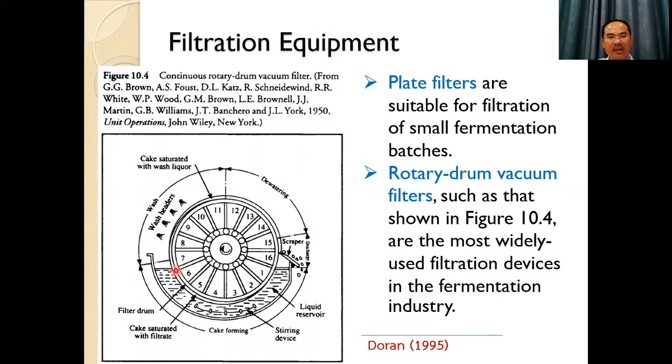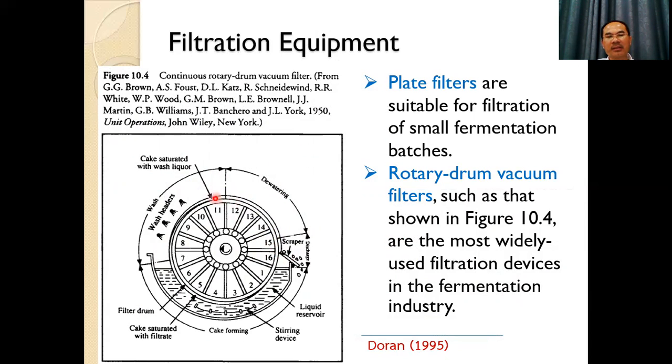And then after the filtration section, it rotates until it reaches this section. In this section, we wash with water, something like this. The cake will be washed by water. Then it moves continually to the next section, where the water in the filter cake is dewatered. We dewater, removing the water out of the cake.